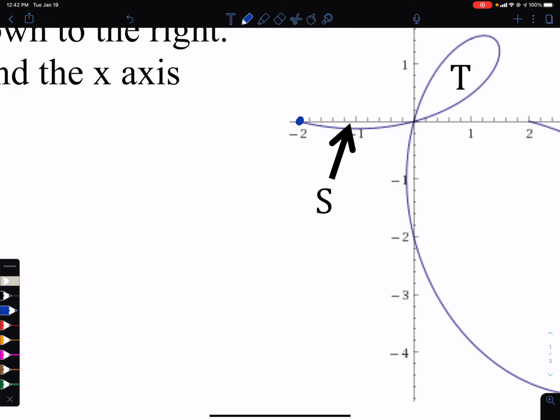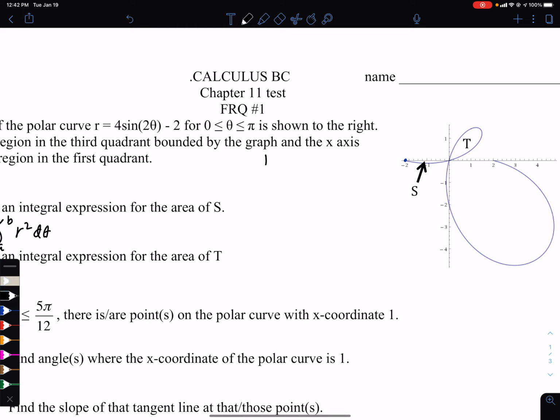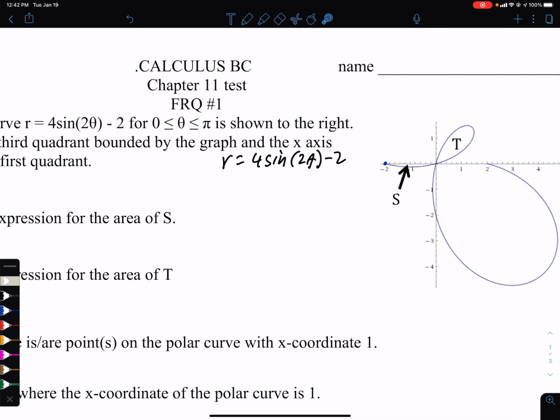How do you get -2? So you need to calculate this. We have r equals 4 sine 2 theta minus 2. Now, since you're allowed to use your calculator, you could just graph this in regular function mode and try to figure out what's going on here. So you may think r here is -2. It's actually either +2 or -2, depending on what your angle is.